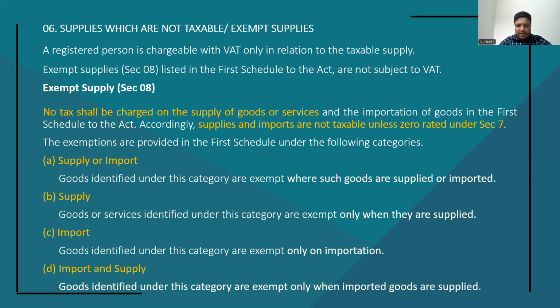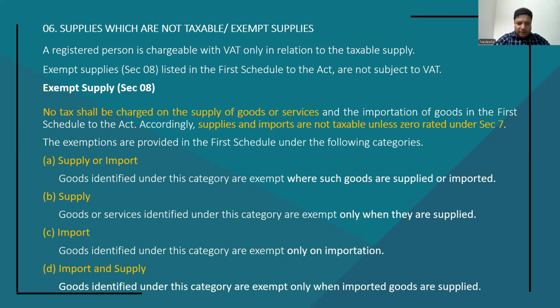Right. I have given all the exempt items, exempt goods and services in my presentation, but we will not have time to discuss them one by one. But I will explain how you should read the exemption and how you should understand them. Right. First, this first schedule has been divided into 4 segments that I have given here from A to D. A, supply or import. B, supply only. C, import only. D, import and supply.